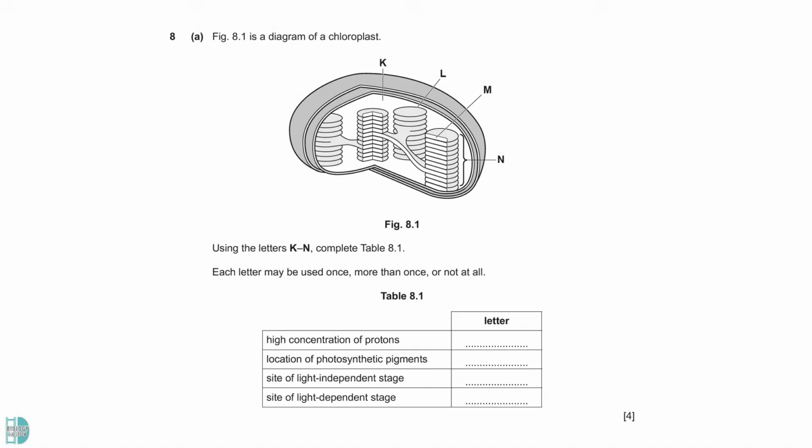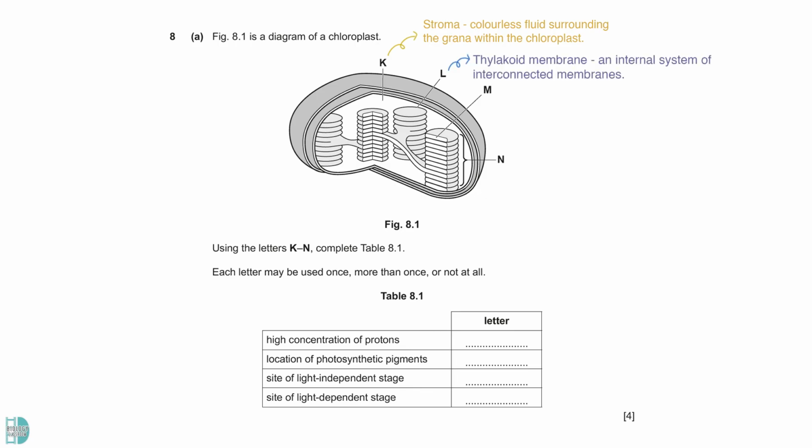8a shows a diagram of a chloroplast. K is the colorless fluid surrounding the grana within the chloroplast, the stroma. L is the thylakoid membrane, an internal system of interconnected membranes. M is the space enclosed by the thylakoid membrane. It is called thylakoid space or lumen. N is a stack of thylakoids. It is called a granum.